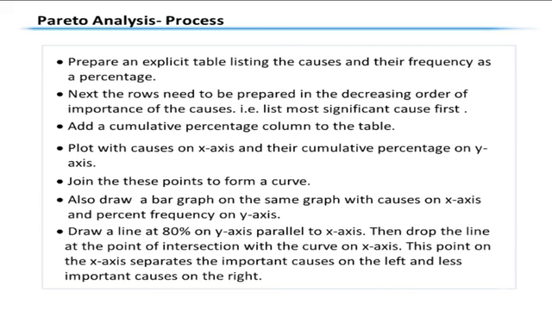Then, drop the line at the point of intersection with the curve on the x-axis. This point on the x-axis separates the important causes on the left and the less important causes on the right. Let's take a look at an example.